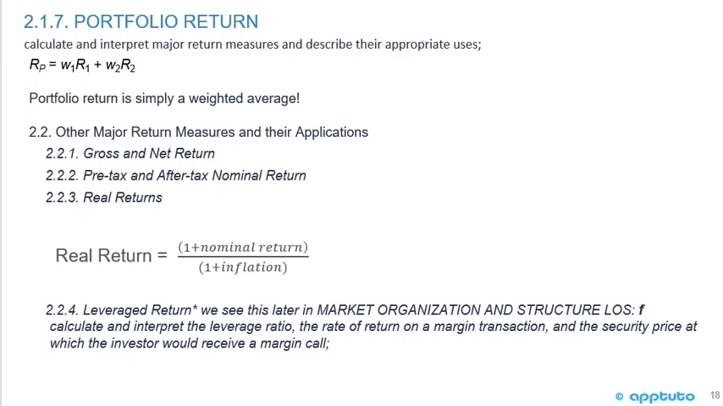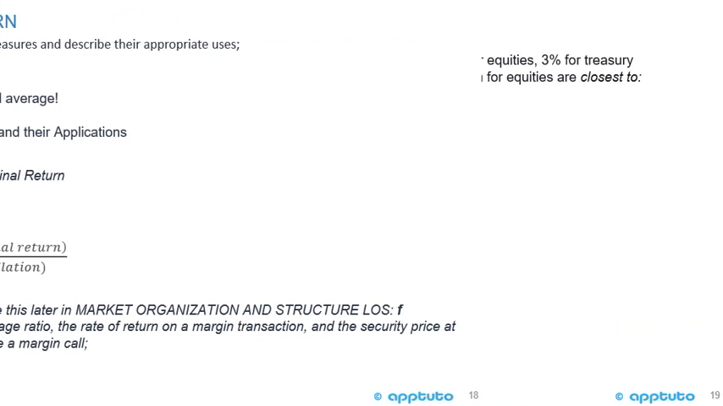And finally, real returns. I put the calculation there for the real returns: 1 plus the nominal return divided by 1 plus inflation. Also, throughout the CFA curriculum, we see leveraged returns. In market organizations and structures, there's an LOS saying calculate and interpret the leverage ratio, the rate of return on a margin transaction, and the security price at which the investor would receive a margin call. So again, these are some other return calculations that you need to be familiar with.